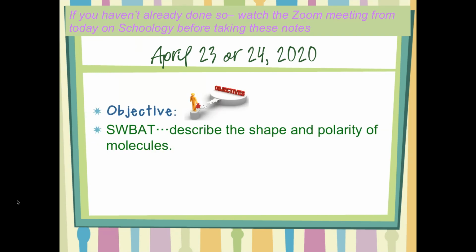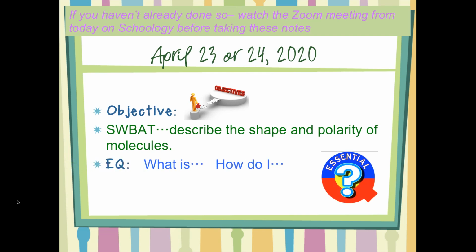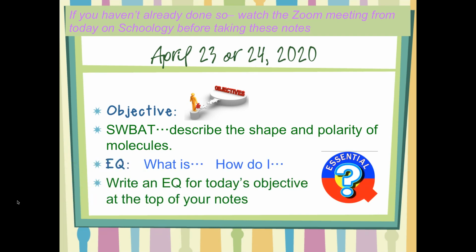The focus for today is to be able to describe the shape and the polarity of molecules. As we continue to learn more about bonding, we're trying to figure out what these really look like. So not just the paper and pencil two-dimensional thing, but what could they look like in space, for real. Go ahead and turn that into your EQ so that you have your guide of what you should be able to answer by the time you're done with this lecture. Go ahead and set that up.